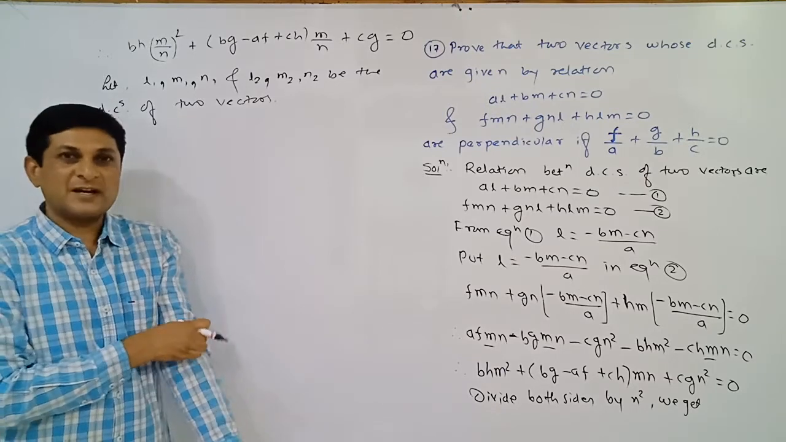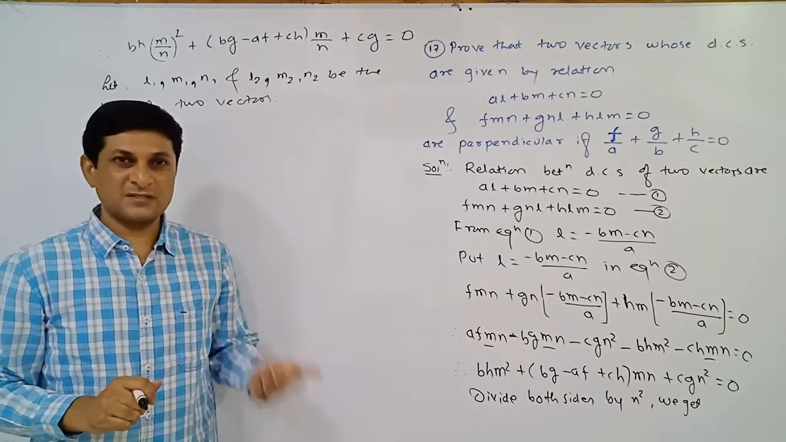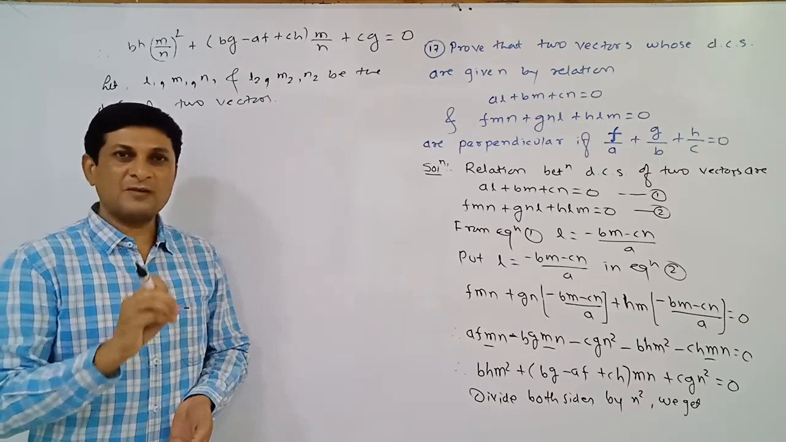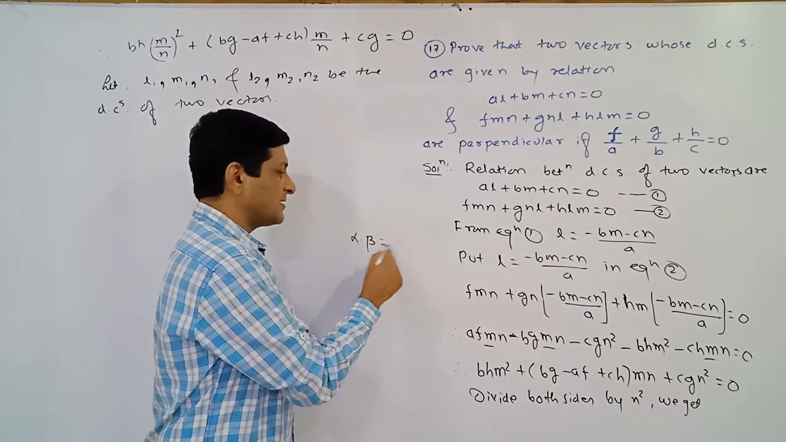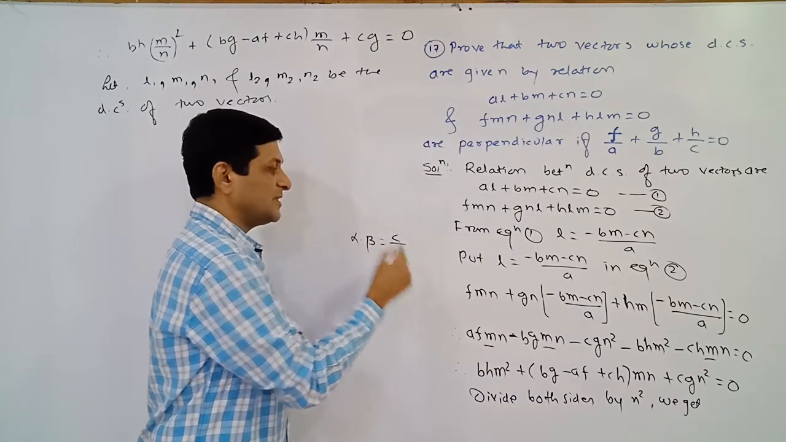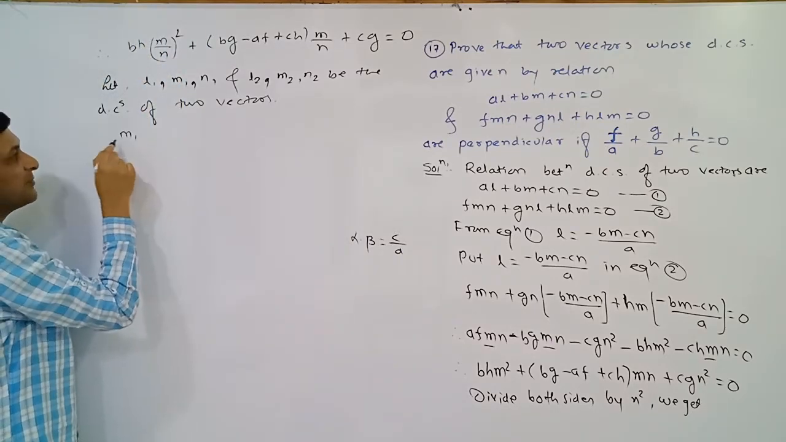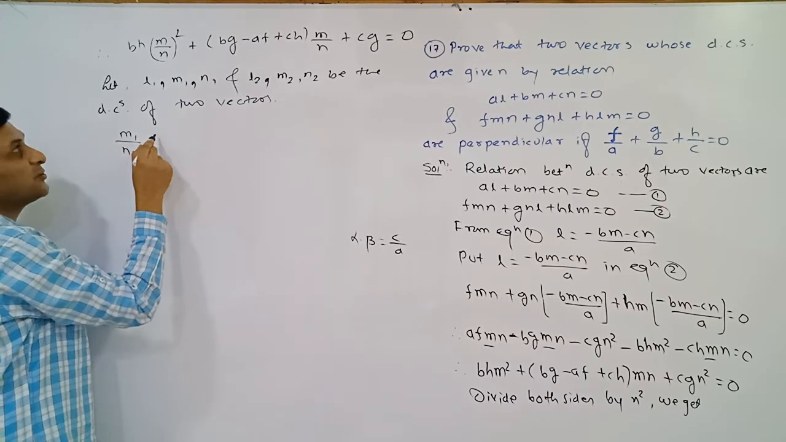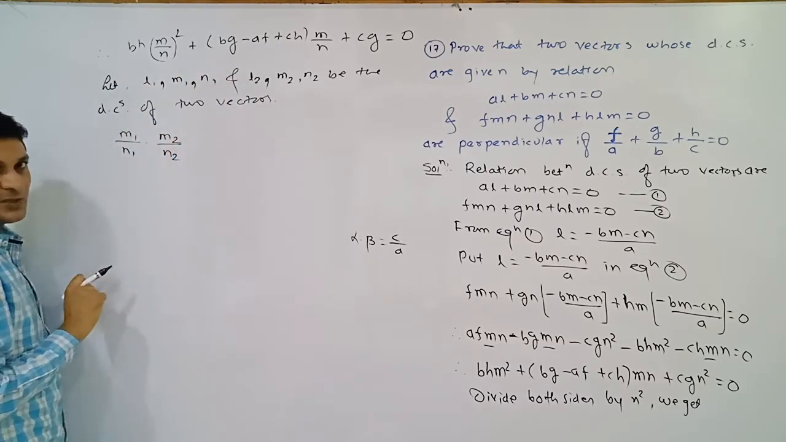So already you have studied about quadratic equations. We know that a quadratic equation in standard form can be written as what? Ax square plus bx plus c is equal to 0. If alpha and beta are the roots of the quadratic equation, then what is the product of roots? Is it equal to c by a? So here one root of this quadratic equation is m1 upon n1, and the second root is what? m2 upon n2, because these are nothing but direction cosines.